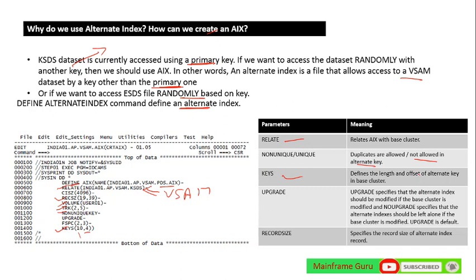KEYS is used to define the length and offset of the alternate key in the base cluster. UPGRADE specifies that the alternate index should be modified if the base cluster, I mean if the VSAM file, is modified. If we specify NOUPGRADE, it will not update the alternate index when the VSAM file is updated. But UPGRADE is the default. And RECORDSIZE specifies the record size of the alternate records.